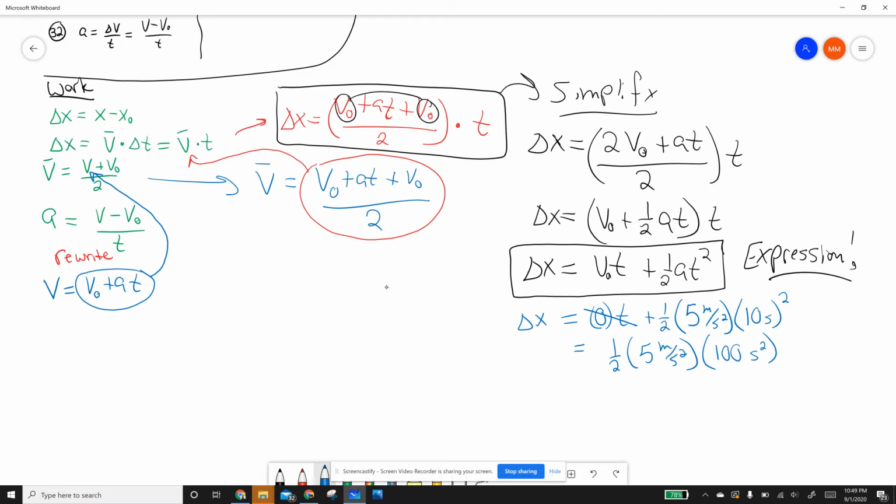So now I can just go ahead and do a little bit of arithmetic. So we get delta x equals 250. And if I look at my units, I get meters per second squared times second squared. So this cancels with this, and I'm left with the units of just meters, which makes sense because I'm looking at how far, what's my distance, or in this case, what's my displacement. And that is going to be our final answer for this problem.